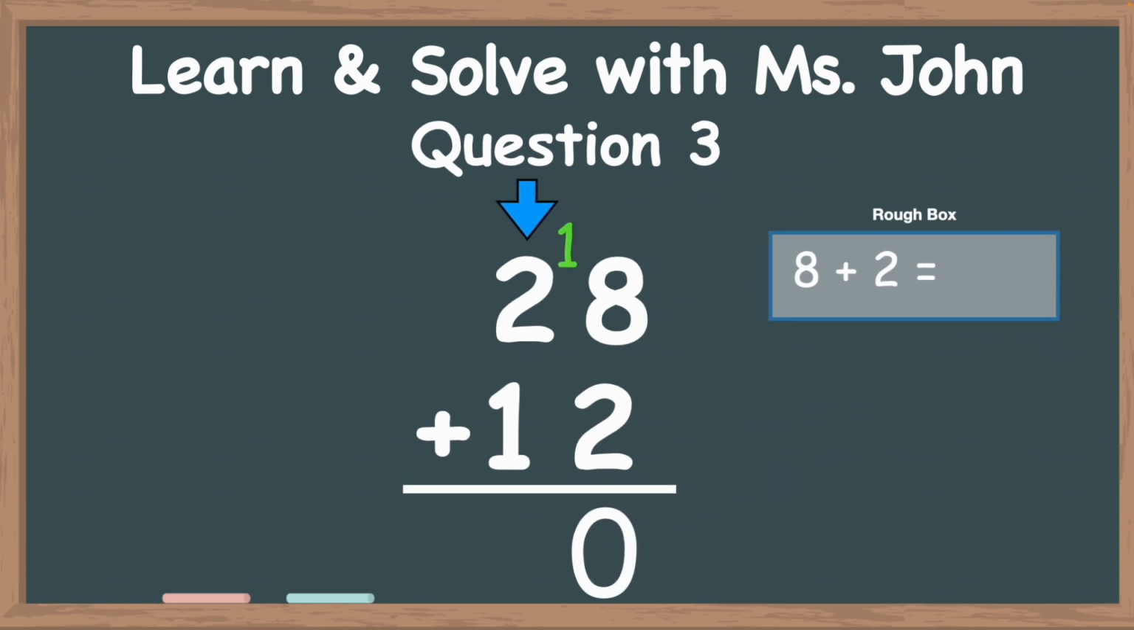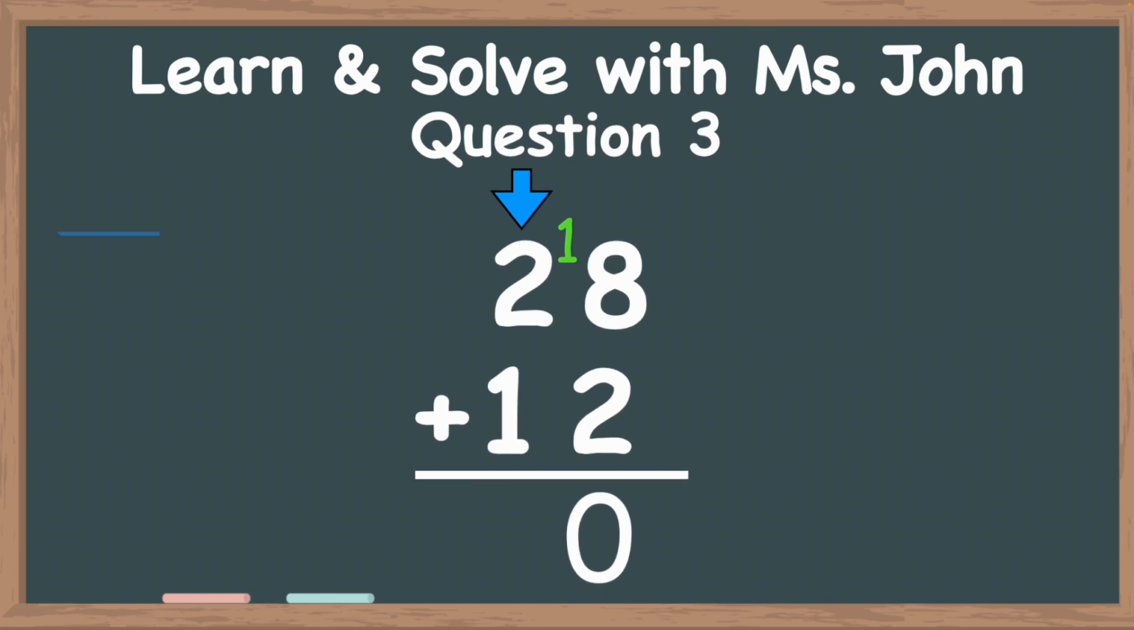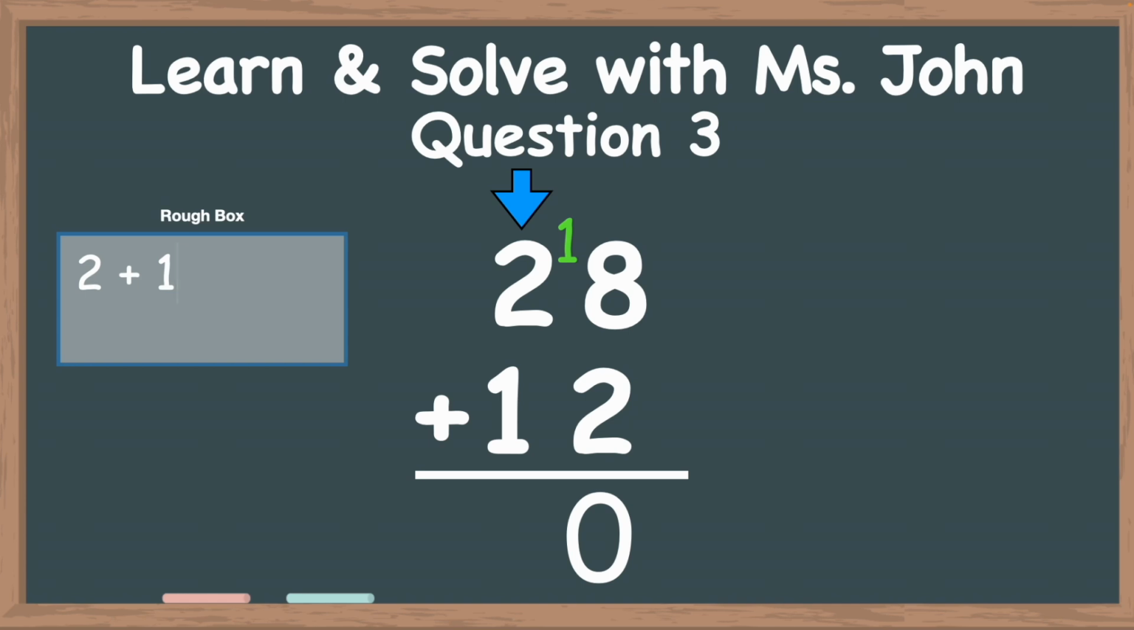Now we're going to add up the numbers in the far left column, also known as the tens section. So we're first going to draw a rough box. In this rough box, we're going to add 2 plus 1. 2 plus 1 equals 3. Now the number that we carried over, the 1, we're now going to add it to the answer 3. So 3 plus 1 equals 4.